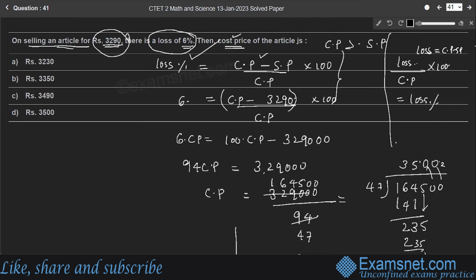Right? So that means for 100 rupees cost price, loss becomes 6 rupees, right? Loss percentage meaning is for 100 rupees cost price, loss is 6 rupees. That means selling price will be 94 rupees, right? Therefore, for 3500 rupees cost price, selling price is 3290 rupees. Therefore, there is a loss of 6%, right? Therefore, for the given question, answer is option D. 3500 is cost price of the article.